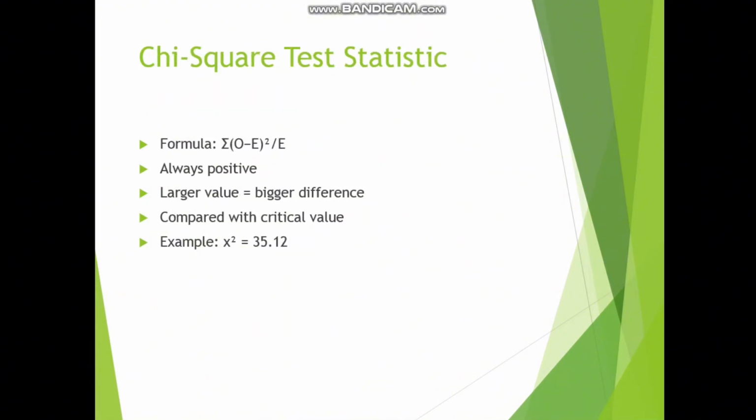Next, we calculate the chi-square value. The formula uses the difference between observed and expected value. If the chi-square value is large, the difference is also large. This means the data is probably not following the expected distribution.